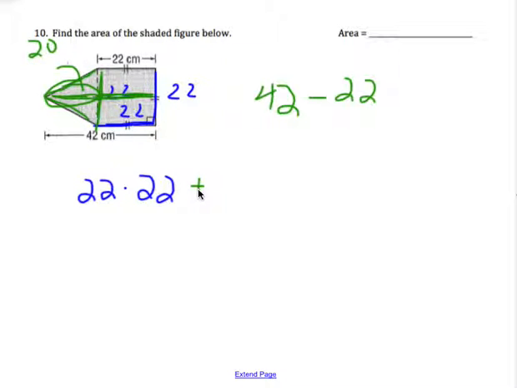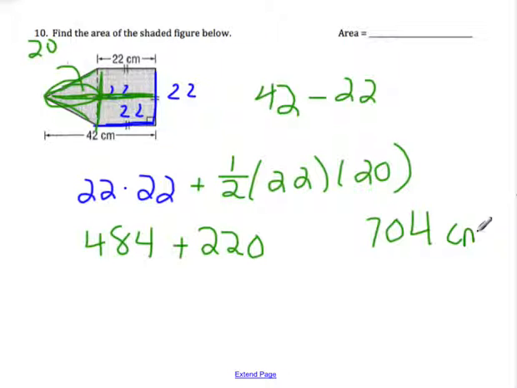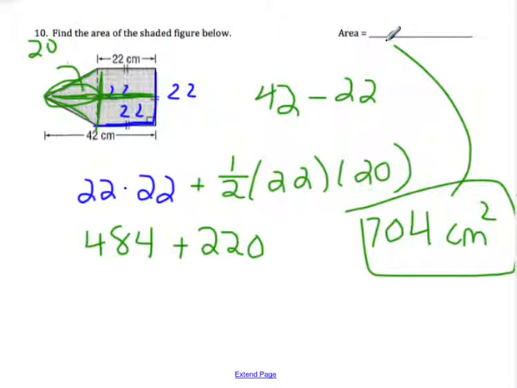So we're going to add, now remember for a triangle you need to do 1/2 base times height or base times height divided by 2. So we're going to multiply by the base and by the height. So then we end up getting 22 times 22, which is going to be 484. And then we're going to add 220. So when you add the two of those, 484 plus 220, you end up getting 704 centimeters squared. So that's your answer for up there, 704 centimeters squared.